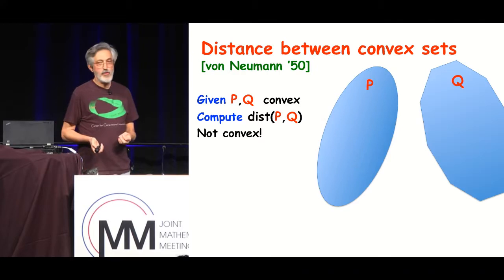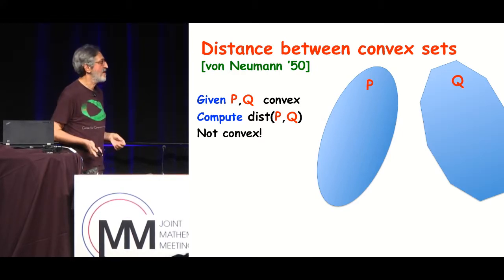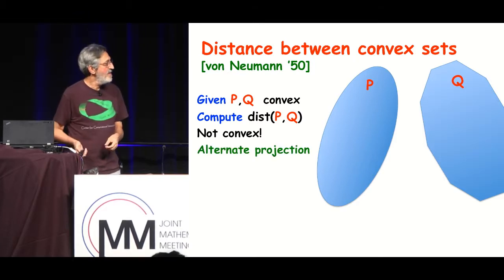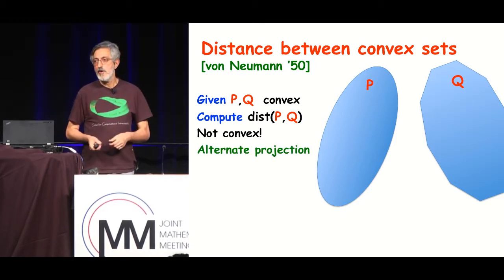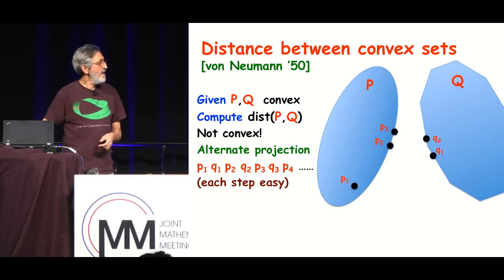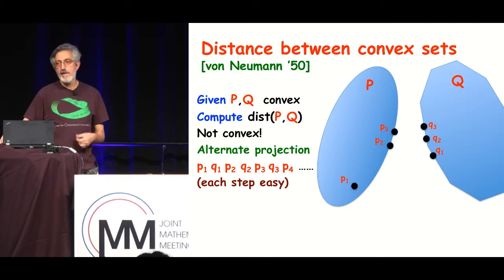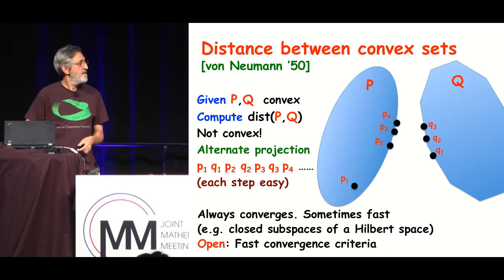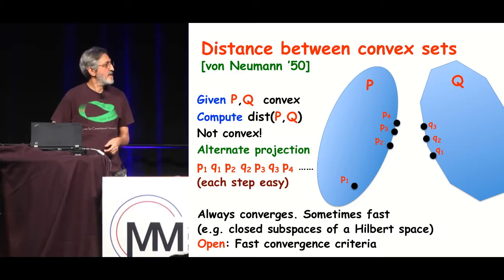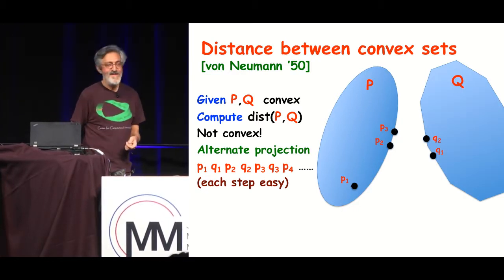So what von Neumann suggested is, well, you know, alternate minimization. I'm not sure he was the earliest one; I think it came up even before. So in this case, it's alternate projection. Just start with any point in any one of the sets, and then start projecting it to the other. And then project again, then project again, and clearly it will do something good.